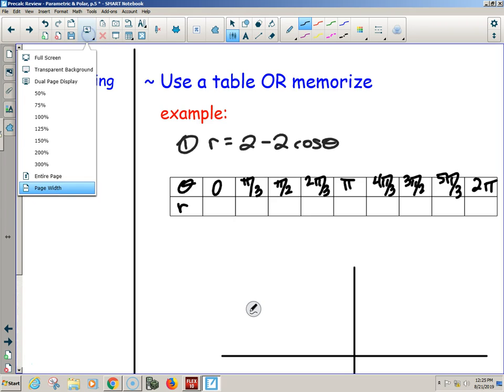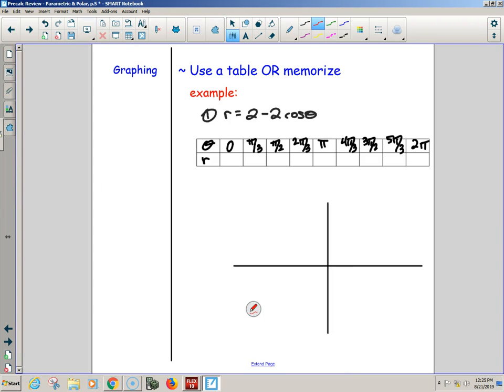So then if I was to plug and chug, using my unit circle knowledge, of cosine being 1 at 0, 2 minus 2 would be 0. Of cosine being 1/2 at pi over 3, 2 minus 1/2 times 2 is 1, 2 minus 1 is 1. Of cosine being 0, 2 minus 0 is 2. Of cosine being negative 1/2, 2 minus negative 1 is 2 plus 1, which is 3. Of cosine being negative 1, 2 minus a negative 2 is 2 plus 2, which is 4. And I've run the full gamut.